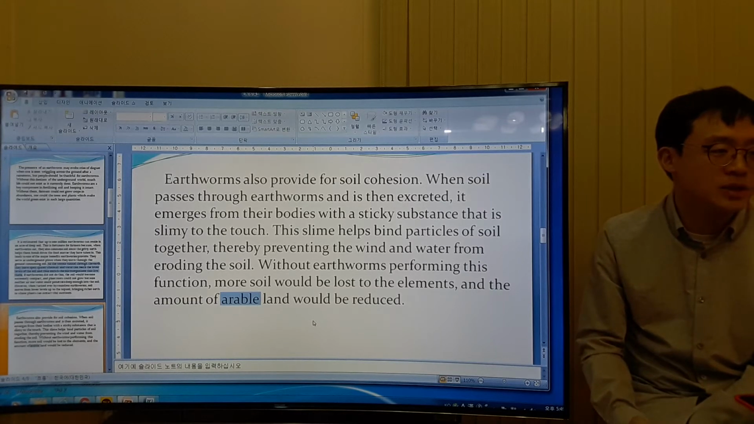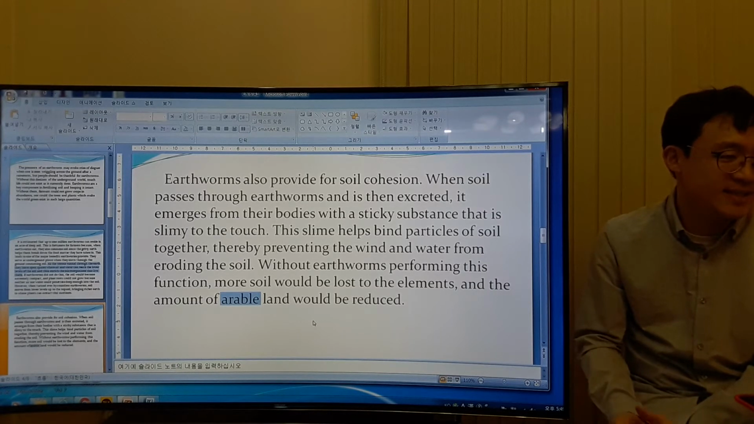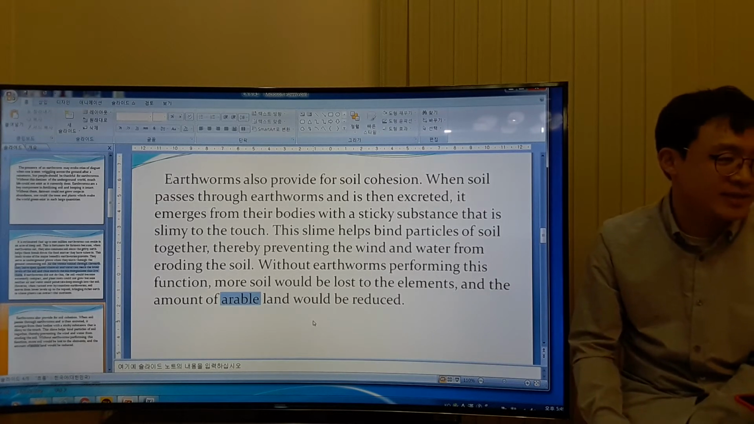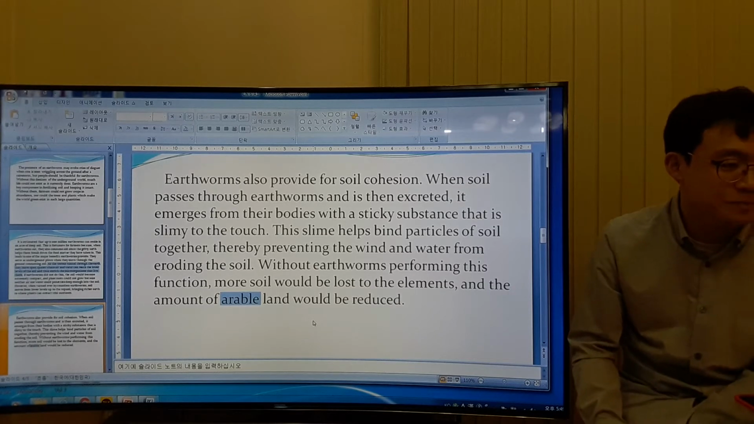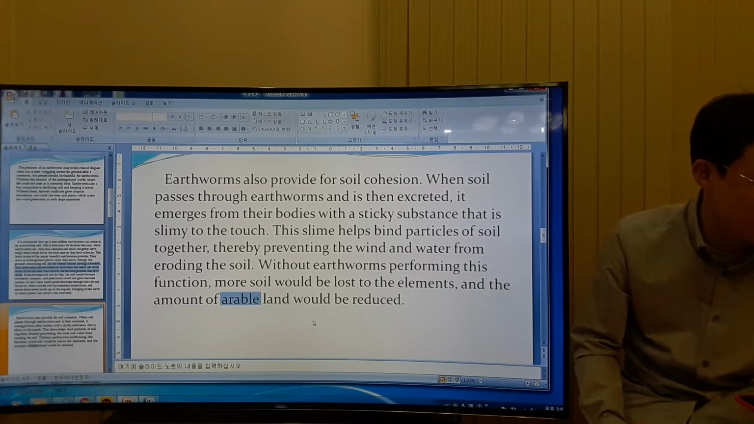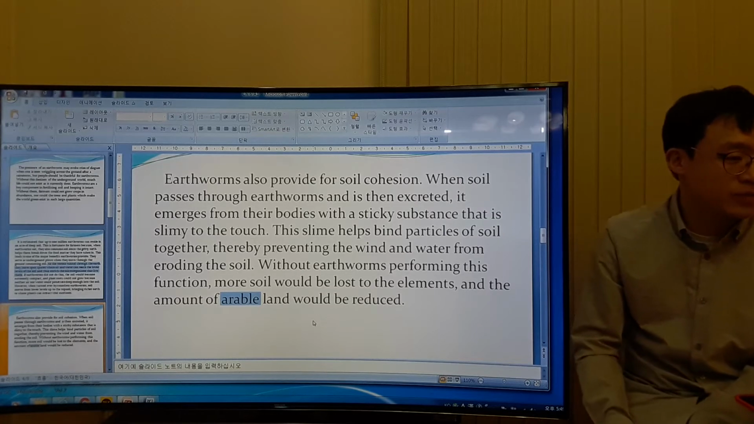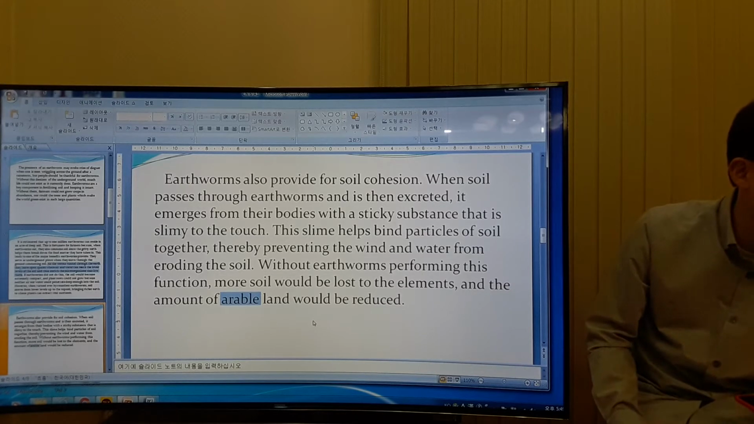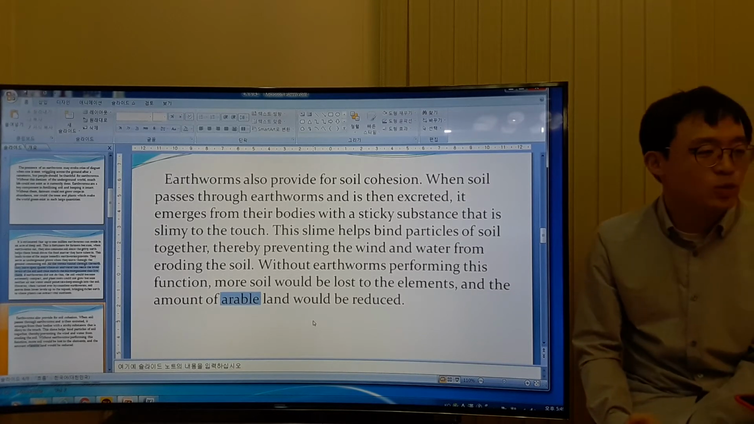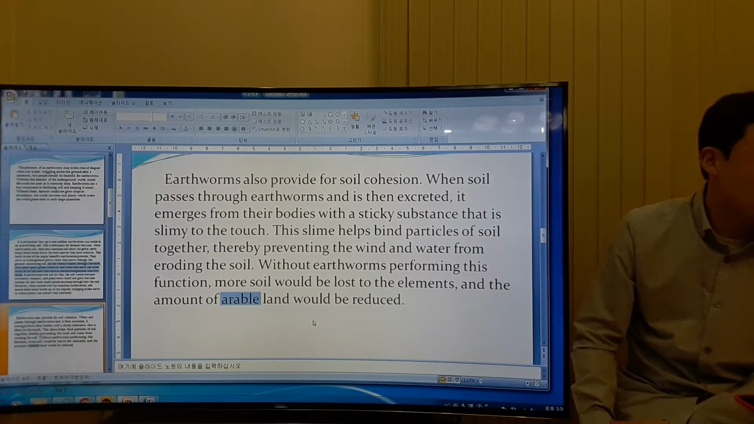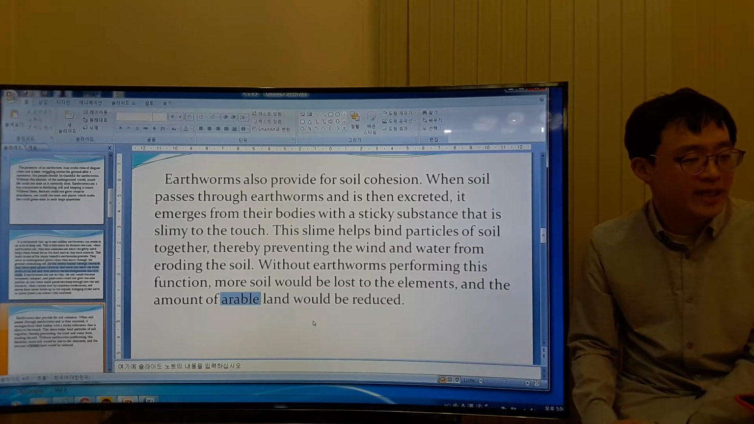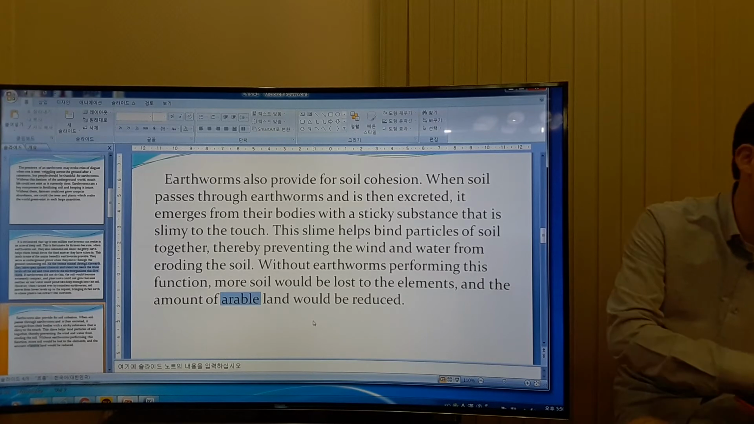When soil passes through the earthworms, that means when they eat it and it's let out, it comes out from the bodies with a sticky substance that is slimy, and this slime helps put together the particles of soil, and so it prevents the wind and water from eroding, gradually destroying the soil. And without the earthworms doing this, more soil would be lost because of the wind and rain, and the amount of land where we can grow crops would be reduced. Okay.